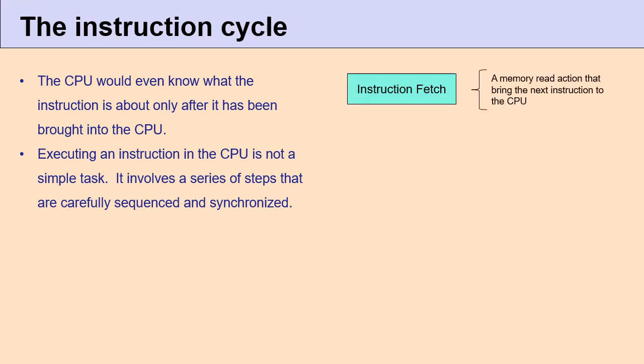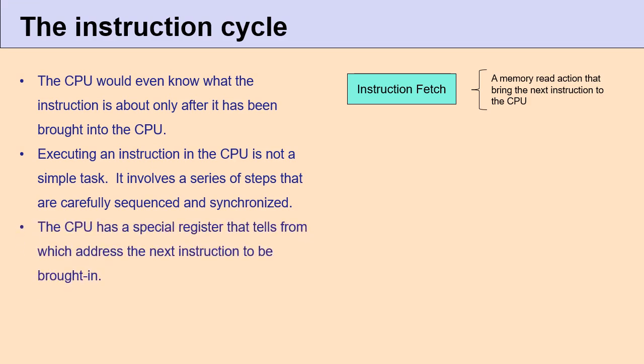The very first thing that the CPU needs to do before executing an instruction is to bring the instruction itself from memory into the CPU. For this purpose, the CPU has a special register, or a special memory location inside the CPU, which tells the CPU from where the instruction has to be brought in. Basically, it contains the address of the next instruction that the CPU has to bring in. So the CPU will look at this register, figure out from where the next instruction is to be brought in, and then execute the necessary steps to bring that instruction from memory into the CPU.